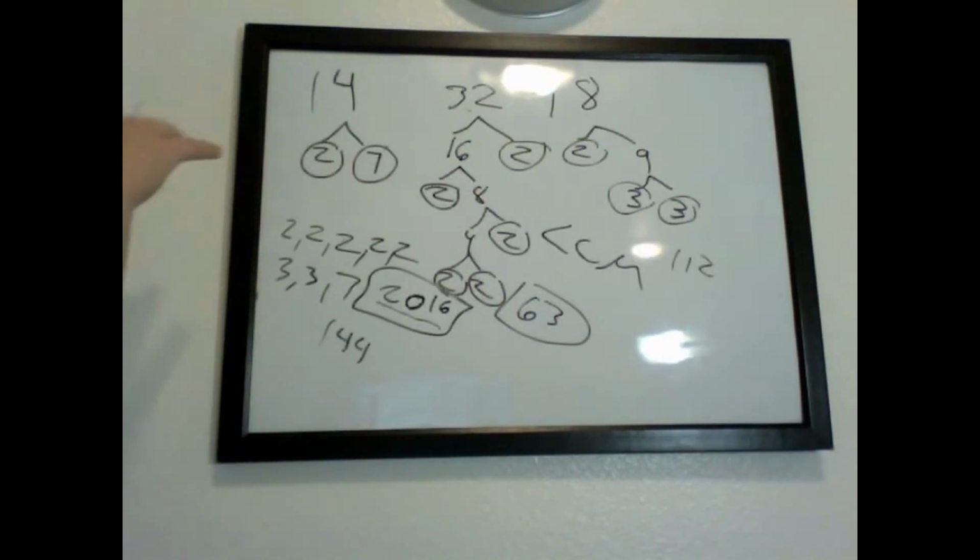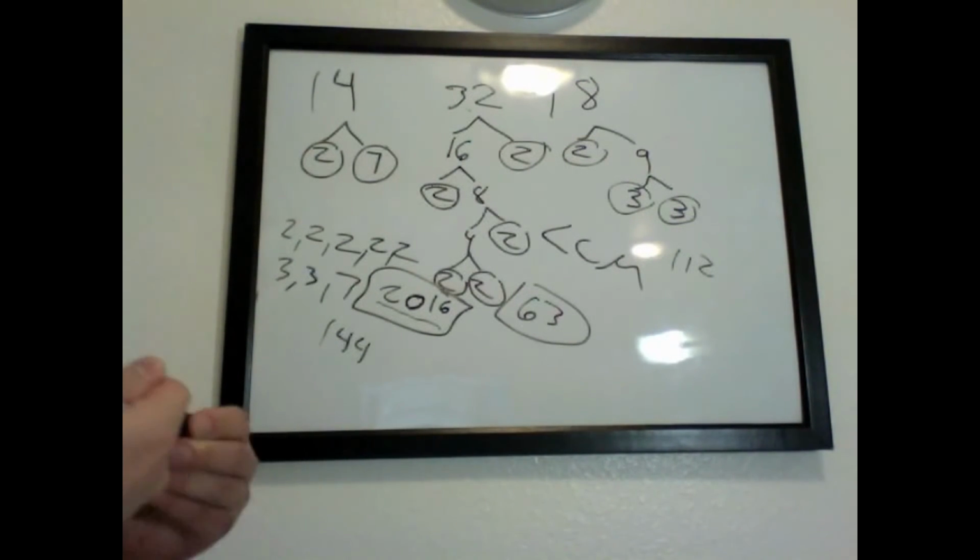So you would have to make a really long list for each of them, and then you'd have to find out, oh, this is the lowest one that they have in common.